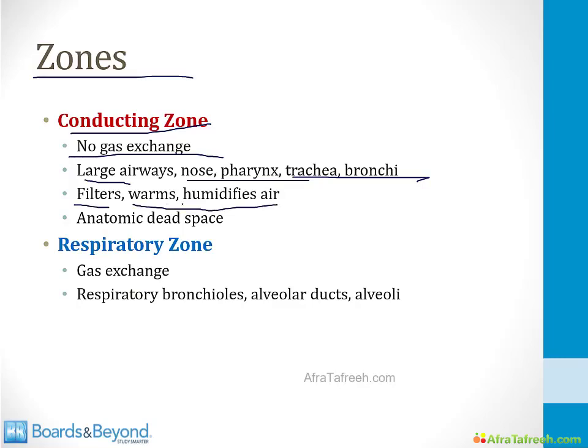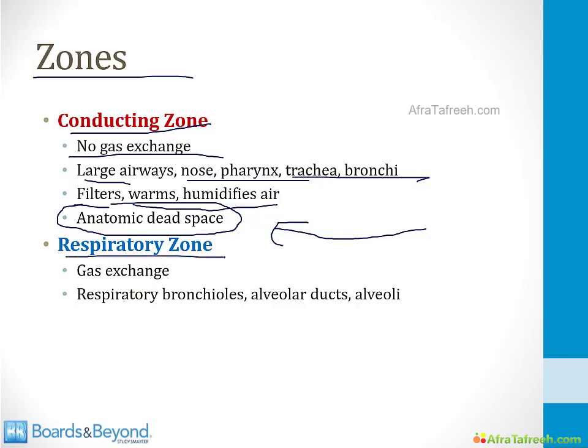And in the video on ventilation and perfusion, I talk about anatomic dead space. Dead space means a section of the respiratory tract that fills with air but does not participate in gas exchange, and the conducting zone makes up much of our anatomic dead space. And then the other zone of the lung is the respiratory zone. This is the portion of the lung that feeds the alveoli directly where gas exchange occurs, so this includes structures like the respiratory bronchioles, the alveolar ducts, and the alveoli.